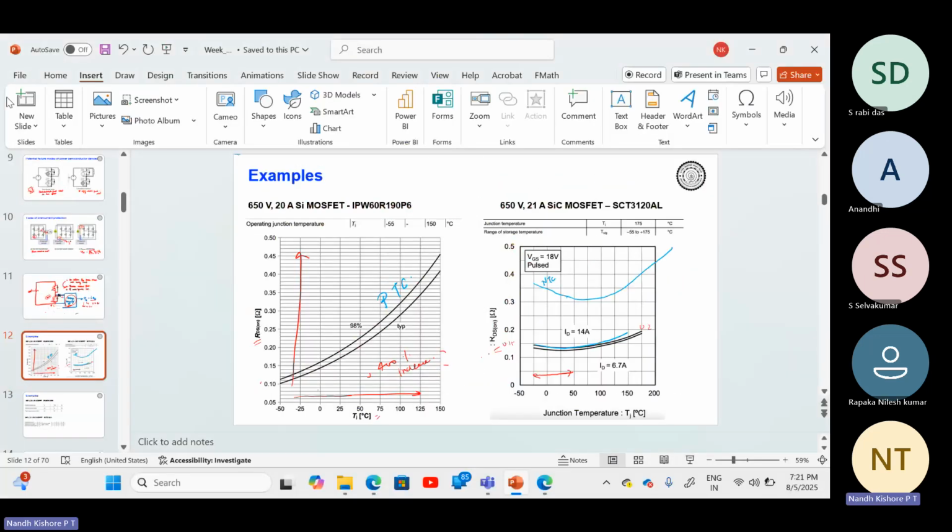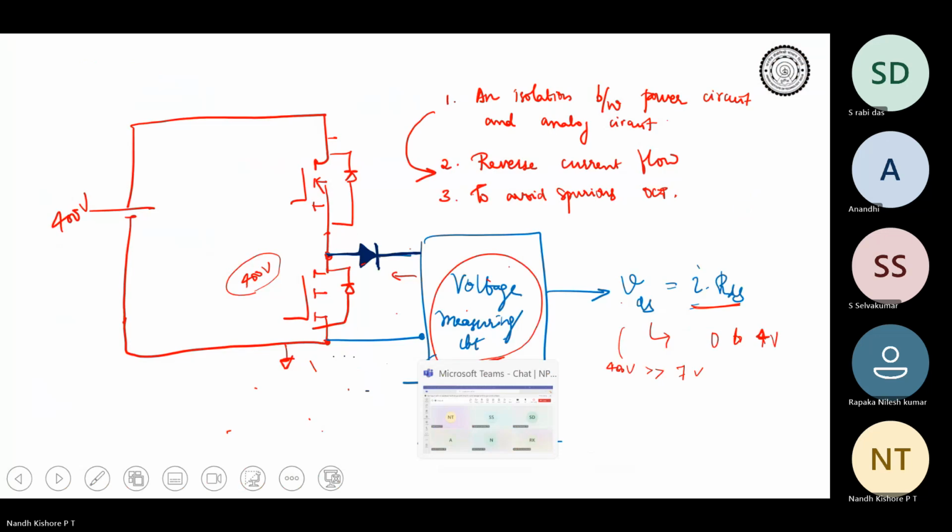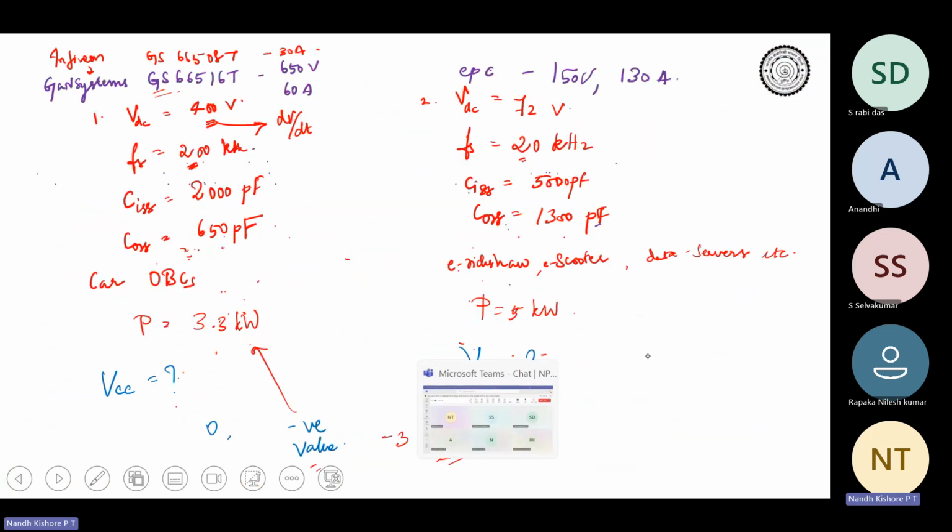So what are its implications? Can anyone attempt to say what will happen if I have a negative temperature coefficient of resistance? I will give you a hint, you can try answering it. Let me go back. Let me take this particular application, 5 kilowatts, 72 volts. What will be the current? 5 kilowatts and 72 volts.